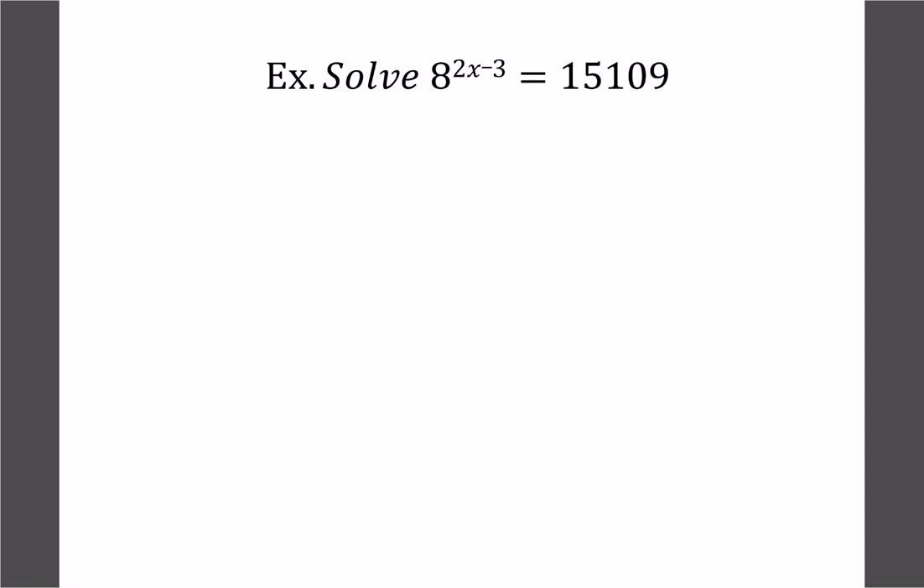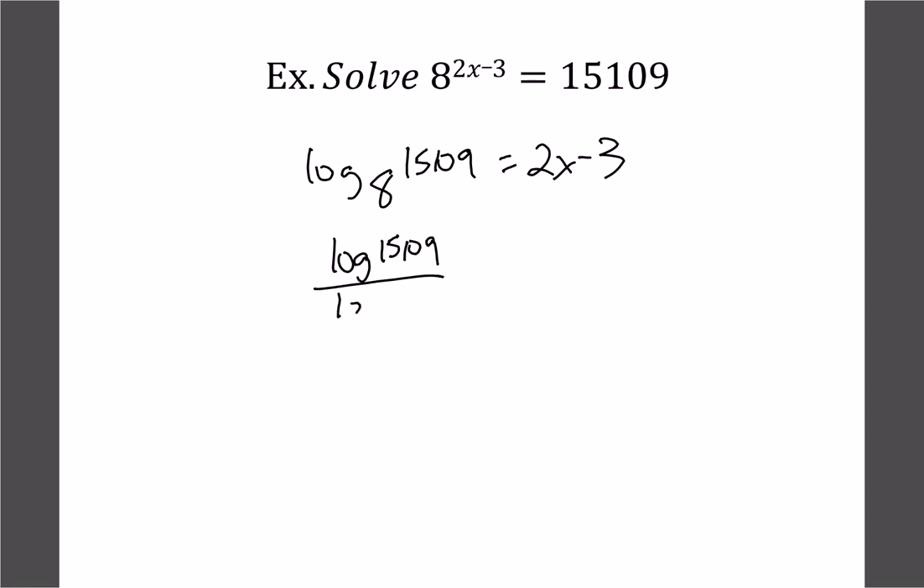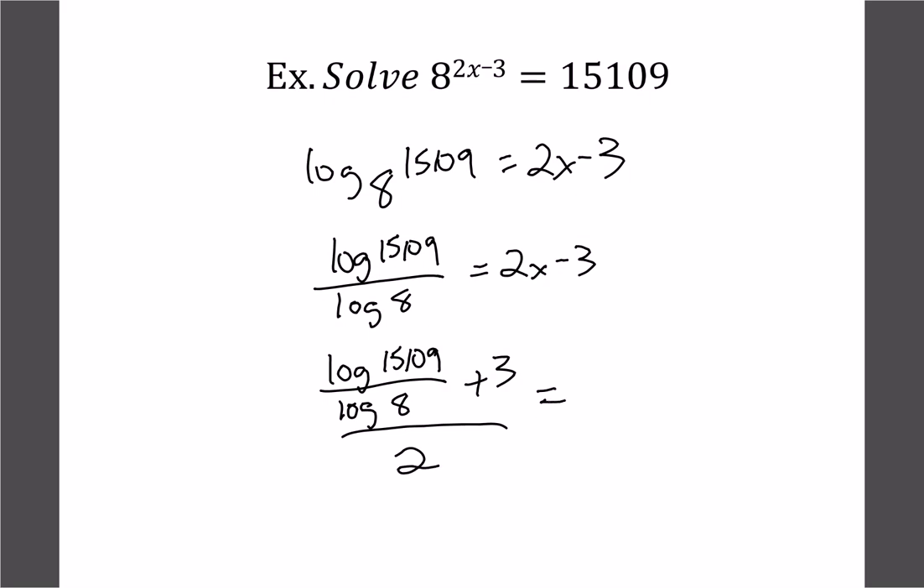Looks a little bit more complicated, but it'll work the same. So in this case, we'd have log base 8 of 15,109 equals 2x minus 3. So we know this left side, we can actually simplify that to be log 15,109 divided by log 8. That's going to equal 2x minus 3. And our exact solution would be, we would have to add 3, so we'd go log 15,109 divided by log 8. That's just going to be some sort of decimal. We would add 3 to that, and then we'd end up dividing by 2.